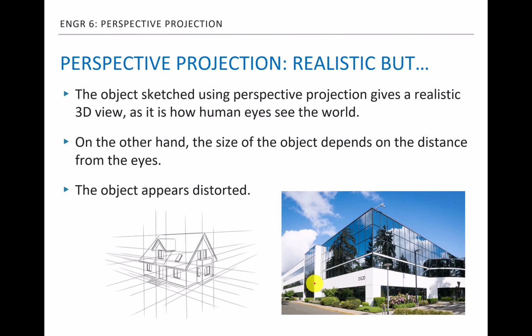So the object size depends on the distance from your eye. In this building, this height at this corner must be the same as the height in the way back there, but the height difference is quite different in this picture. That's how you can perceive the depth information. But let's say you want to build this building.